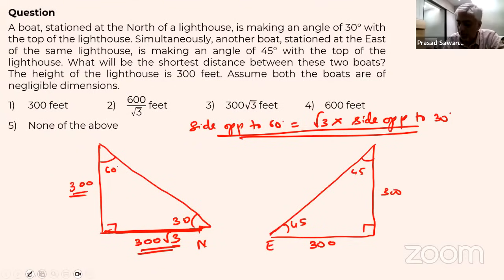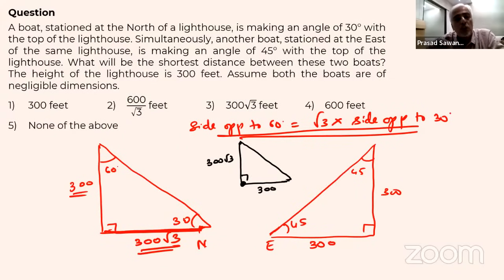Now, just think of the base of the lighthouse. This is the base of the lighthouse. This is north, and this is east. Now, the top of the lighthouse does not matter. So the one which was at north is at 300√3. And we know north and east have to be perpendicular to each other. And this is at 300. So I just need to use the Pythagoras theorem again. And the last step is usage of the Pythagoras theorem.